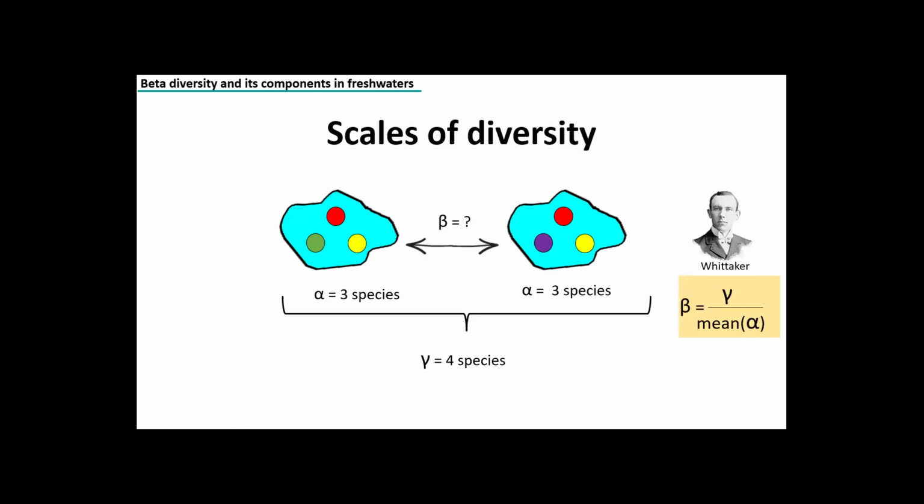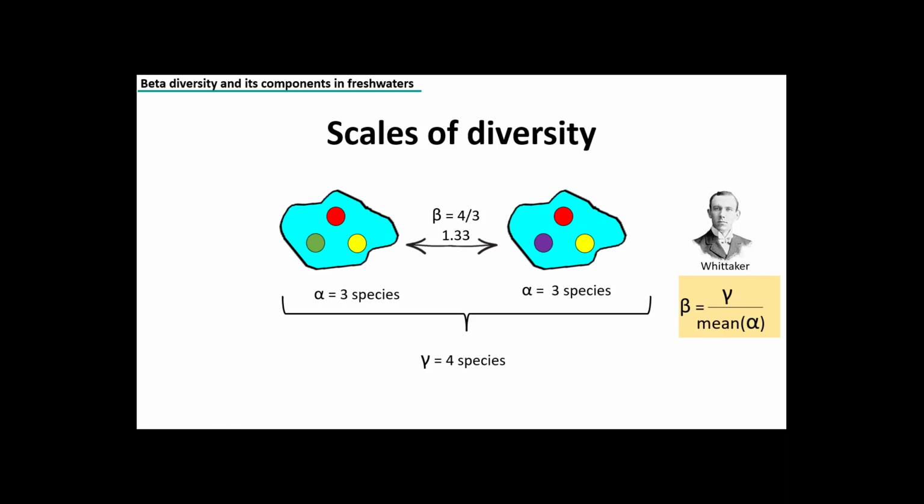And beta diversity. There are many metrics to calculate beta diversity. One of the first metrics was proposed by Whittaker. Here, beta diversity can be measured as the ratio between regional and local species diversity, and is calculated by dividing gamma diversity by the mean alpha diversity. So, for example, what would be the value of beta diversity in this case? Think about it.